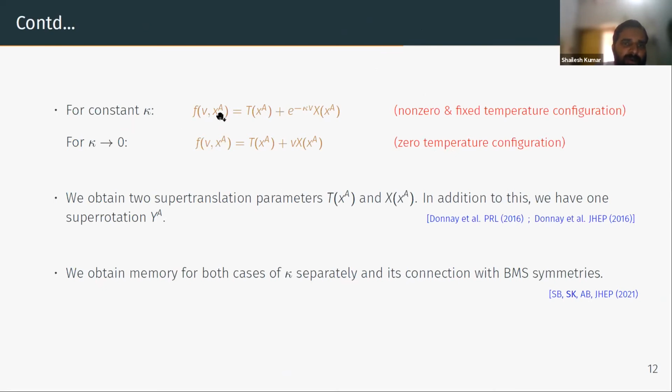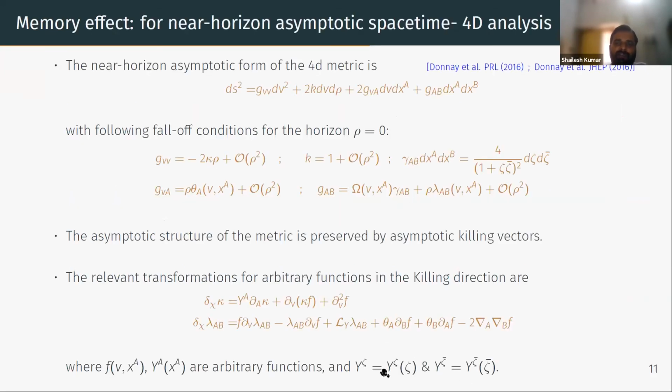For constant kappa, we get the solution of this function f written in this form, and the kappa tending to 0 case can be written in this form. In contrast to the far region case, what we find is that we can recover two supertranslations, t and x, together with one superrotation y, which I have mentioned here. These transformations basically ensure that the metric will remain preserved.